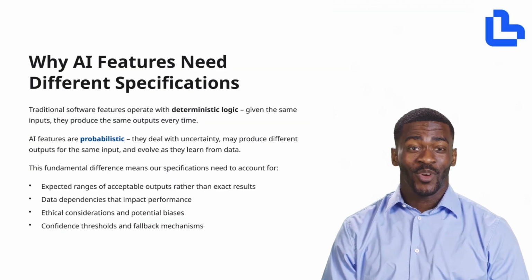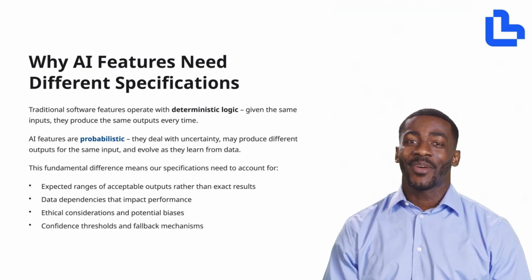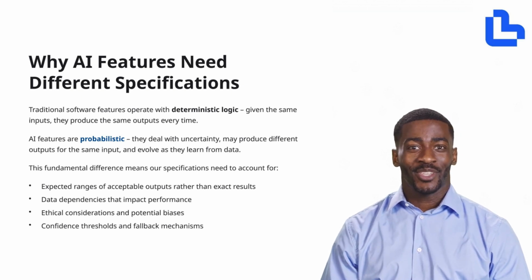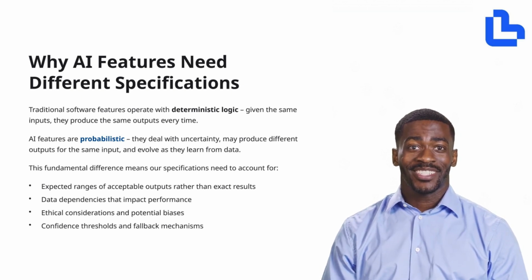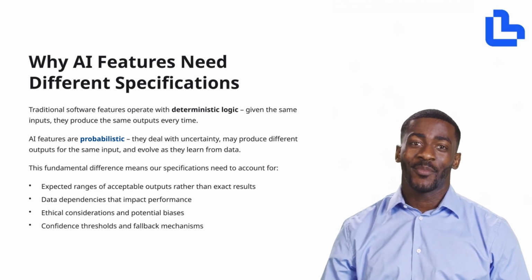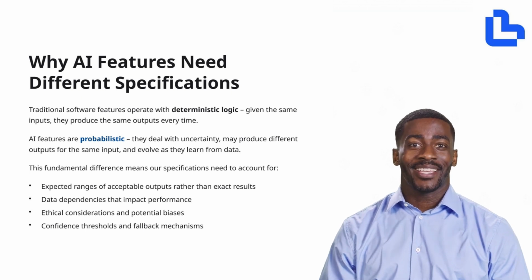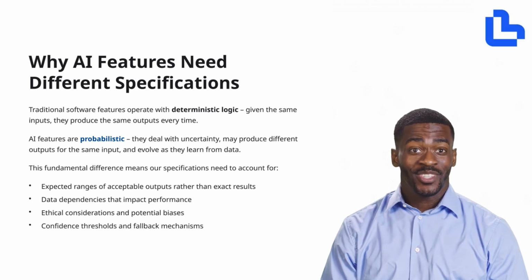Now let's talk about why AI features require a fundamentally different approach to specification than traditional software features. In conventional software development, we're dealing with deterministic logic, meaning that given the same input, the system will always produce the same output. This predictability makes it relatively straightforward to define requirements and test outcomes. But AI doesn't work that way.